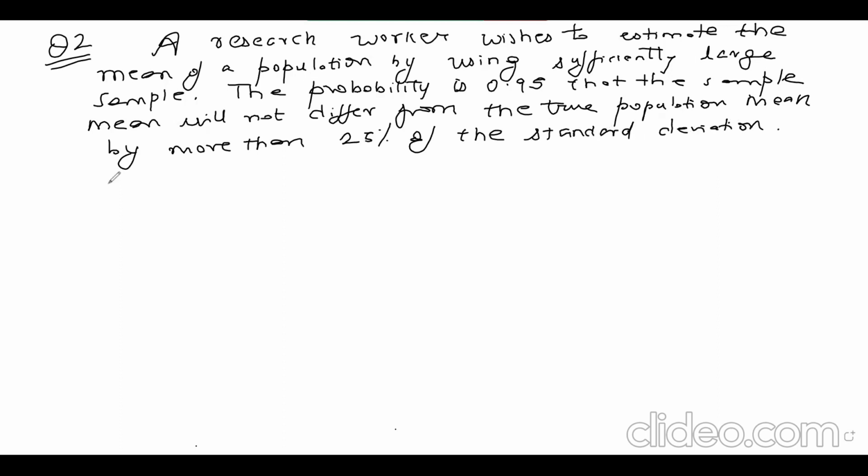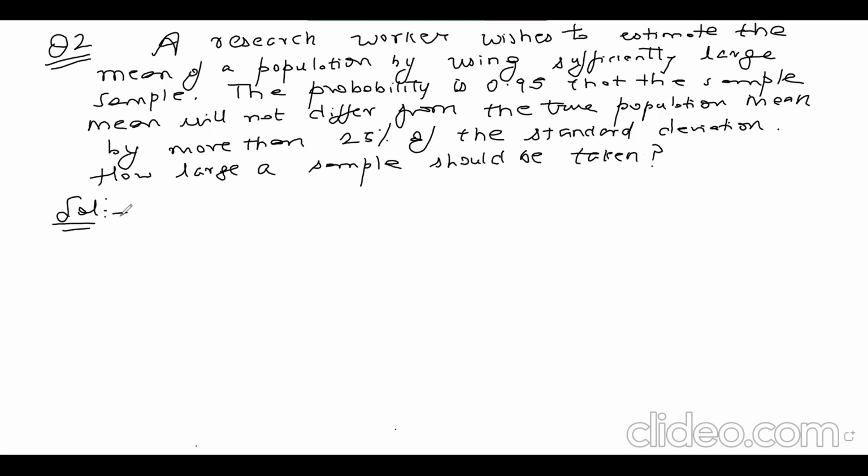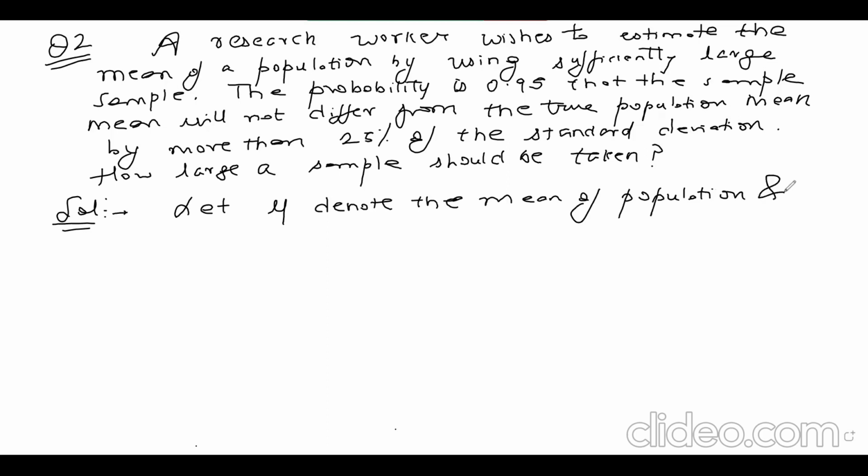The question asks us how large a sample should be taken. Indirectly, the question is asking us what should be the sample size. So a research worker wishes to estimate the mean of a population. Let mu denote the mean of the population, and let x bar denote the mean of the sample.